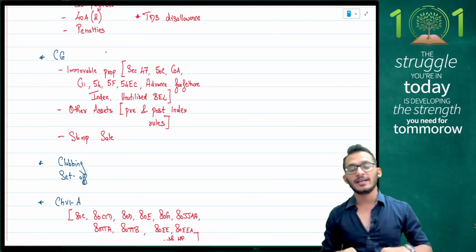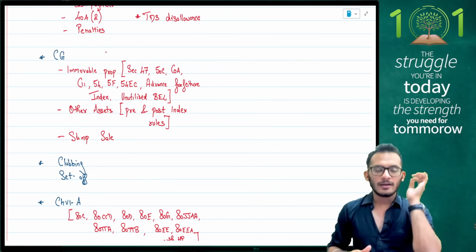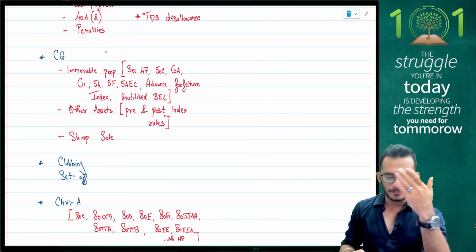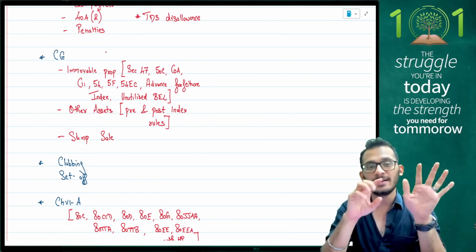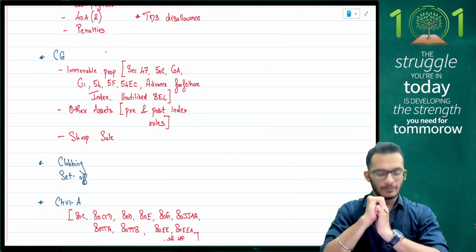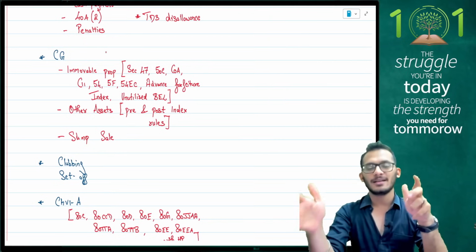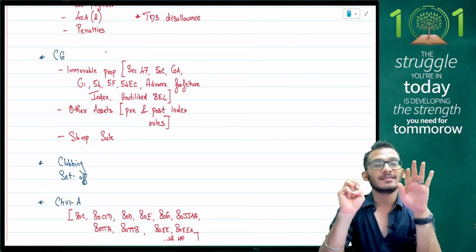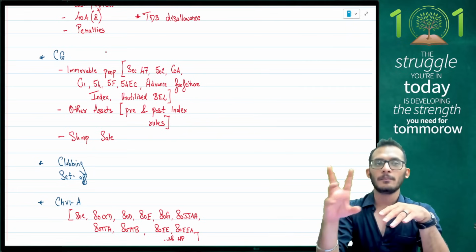Cost of acquisition to be taken before 2001 or after 2001. Cost of improvement to be ignored before 2001. Section 54, when you sell a house property and invest in a house property. 54F, when you sell something else and invest in a house property. 54EC, when you sell an immovable property and buy bonds.